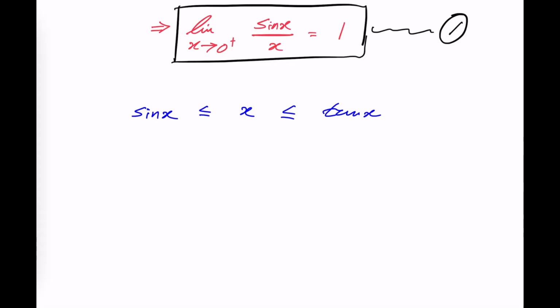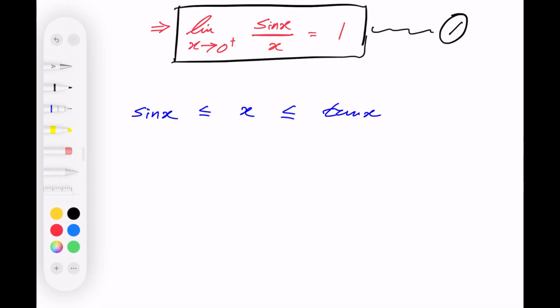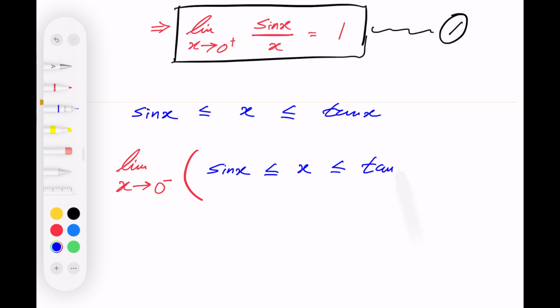Alright, here's the inequality. Now I need to evaluate the limit as x approaches 0 from the left hand side, this time of this inequality. Let me open parenthesis, and inside the parenthesis I have sine x less than or equal to x less than or equal to tangent x.